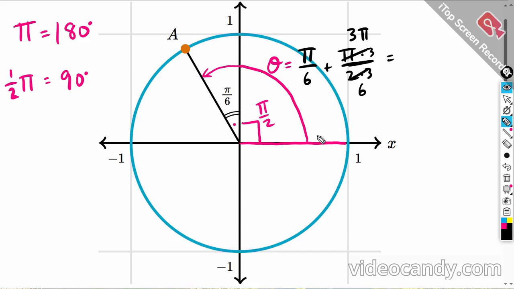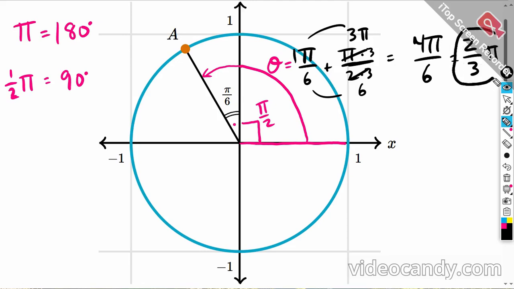Now we can actually add. 1 pi over 6 plus 3 pi over 6. 1 pi plus 3 pi is 4 pi in the numerator, and the common denominator is 6. Reducing that fraction, 4 and 6 are both even. 4 divided by 2 is 2, 6 divided by 2 is 3, and we still have pi. You can put it in the numerator or out front, it's the same thing. So this entire angle theta is actually 2/3 pi.